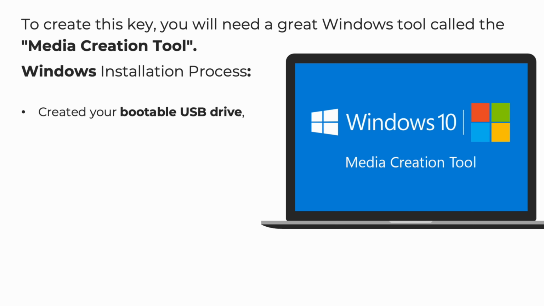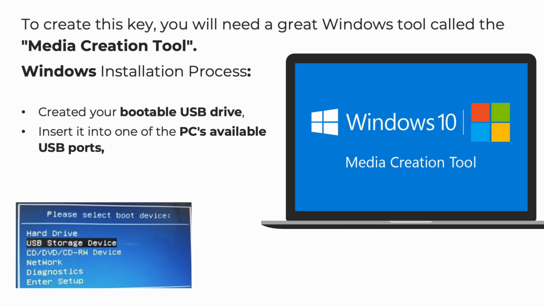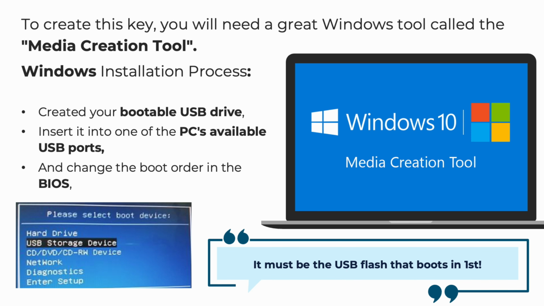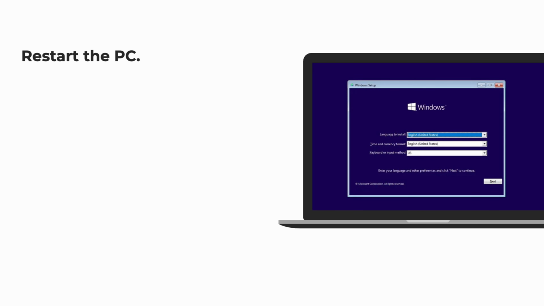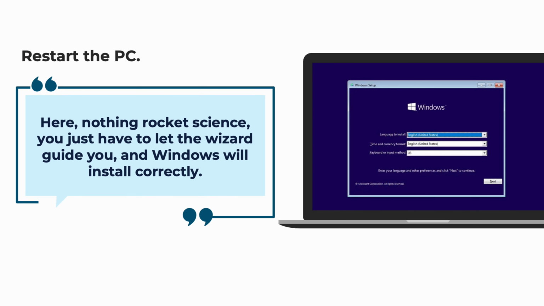Here's the process of a Windows installation. After creating your bootable USB flash drive, you need to insert it into one of the PC's available USB ports and change the boot order in the BIOS so that the USB flash drive boots first. Then, after saving, you will have to restart the PC so that the boot on the USB flash drive starts. At this point, you will be asked to press a key to start the Windows installation, and that's where the Windows Setup Assistant will launch. Here, nothing rocket science, you just have to let yourself be guided by the wizard, and Windows will install correctly.